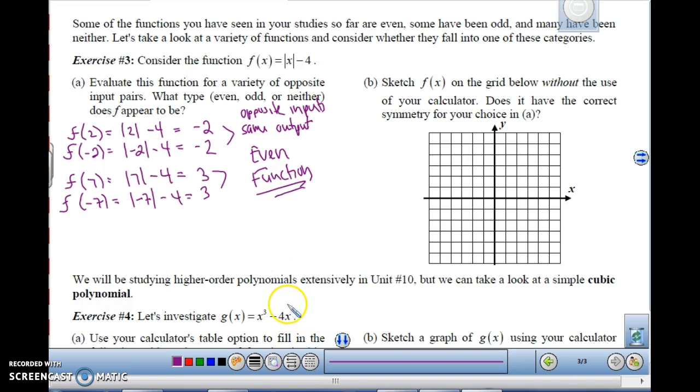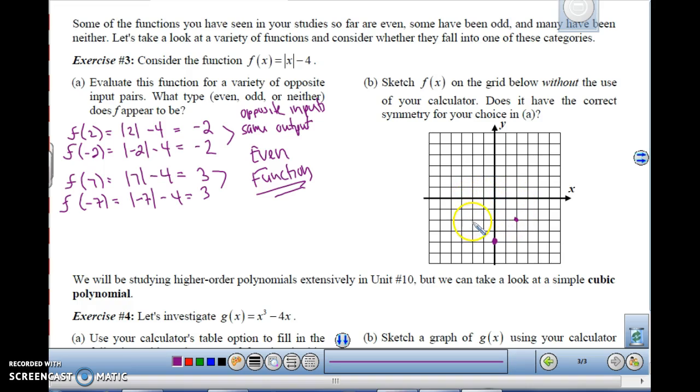Okay, now let's sketch this on the graph. First of all, if it's the absolute value of x minus 4, what's going to happen to this function? It's going to be shifted how? From the vertex, it's going to be shifted down 4. Remember, this is the V-shaped function. It's starting at 0, 0, so it's going to shift down 4. 1, 2, 3, 4. Okay, so we know it's going to look like that. We can plot these points right here. 2, negative 2.